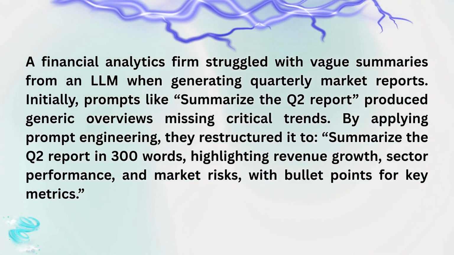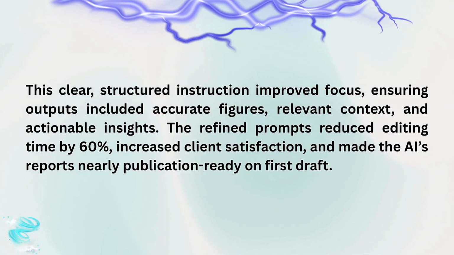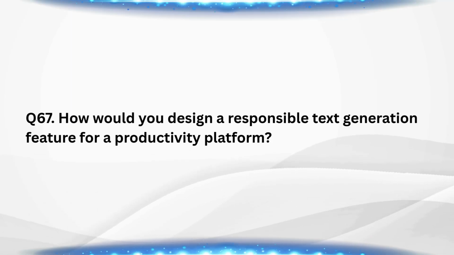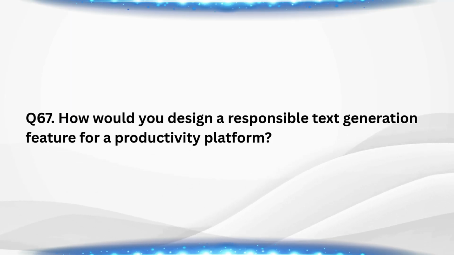By applying prompt engineering, they restructured it to "summarize the Q2 report in 300 words, highlighting revenue growth, sector performance, and market risks, with bullet points for key metrics." This clear, structured instruction improved focus, ensuring outputs included accurate figures, relevant context, and actionable insights. The refined prompts reduced editing time by 60%, increased client satisfaction, and made the AI's reports nearly publication-ready on first draft.